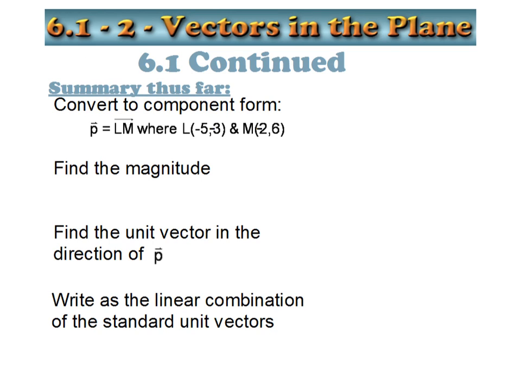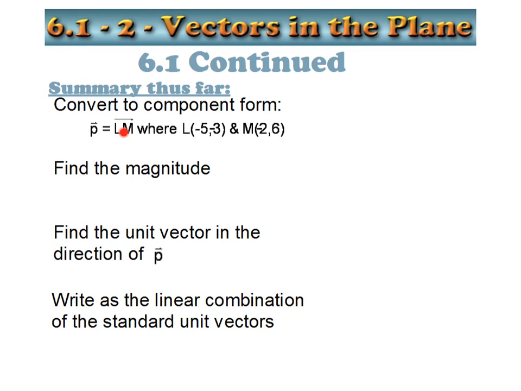Alright, let's continue our adventure here into vectors. First I want to recap yesterday, and then we'll continue on in the 6.1 lesson. From yesterday, we learned how to convert a vector that maybe wasn't in component form, but was written as two ordered pairs.